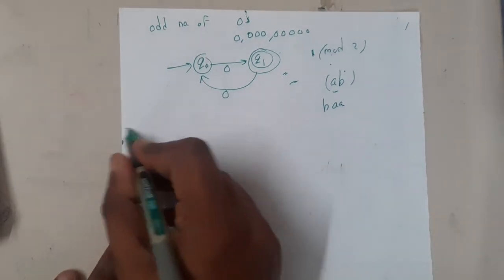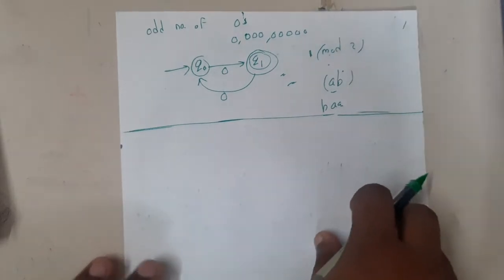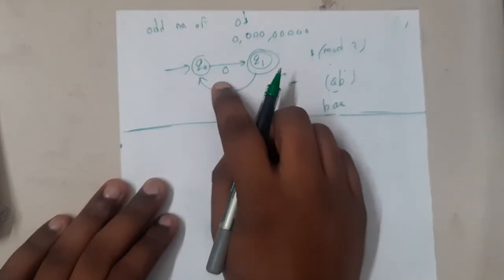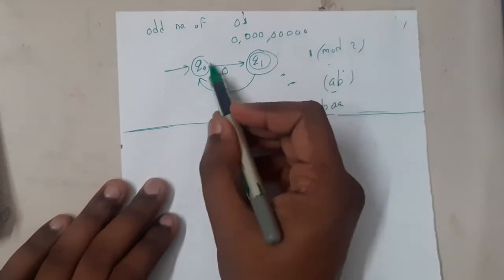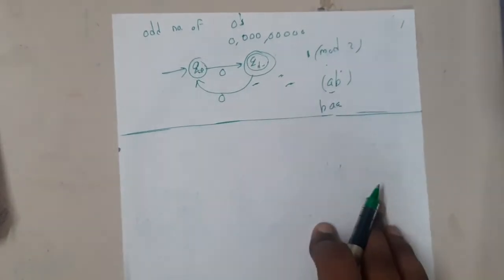So if you are okay with these representations, you can easily draw any graph and you can also run them. If you want to test whether 5 zeros are accepted: first 0, second 0, third 0, fourth 0, fifth 0, accepted. In that way, I think everyone can test also, right?